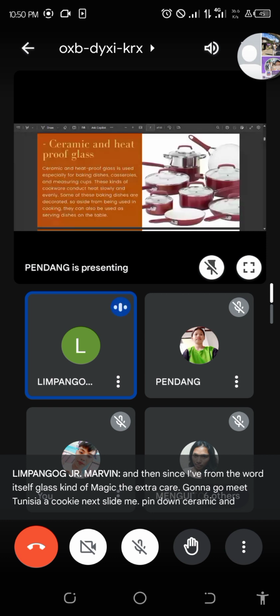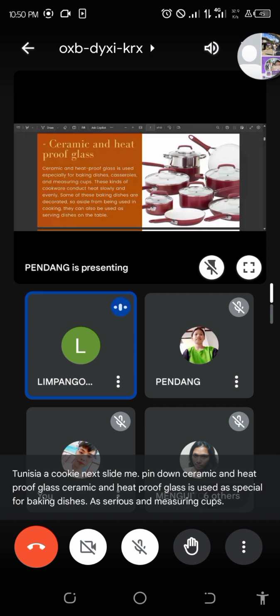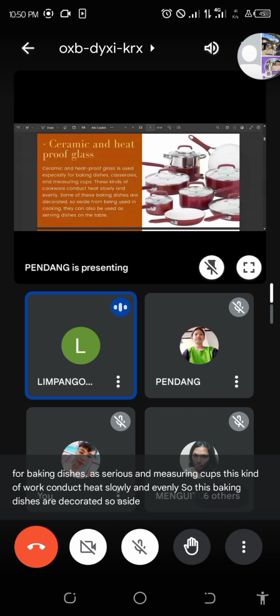Ceramic and heat-proof glass. Ceramic and heat-proof glass is used especially for baking dishes, casseroles, and measuring cups. These kinds of cookware conduct heat slowly and evenly. Some of these baking dishes are decorated, so aside from being used in cooking, they can also be used as serving dishes on the table.